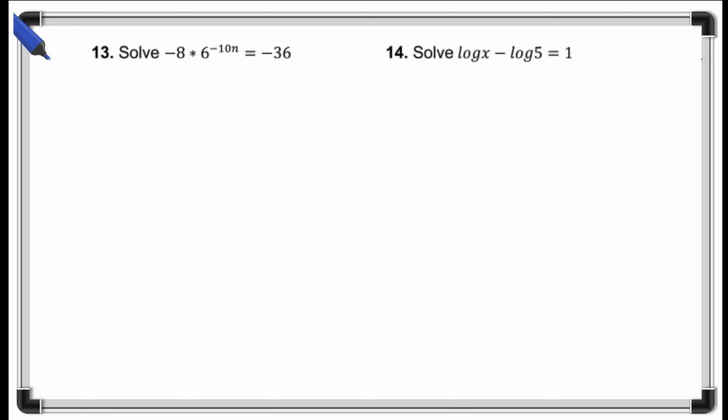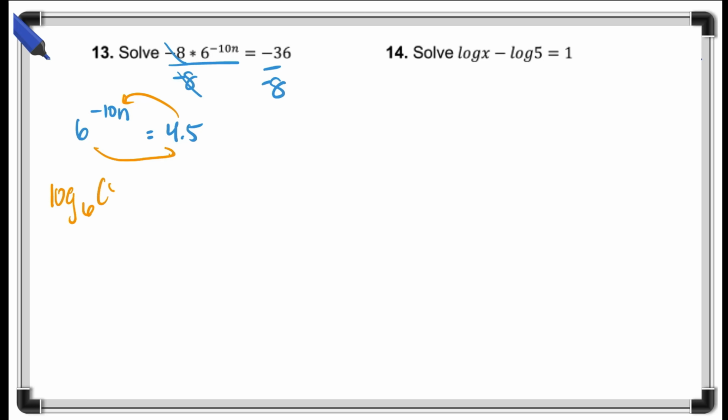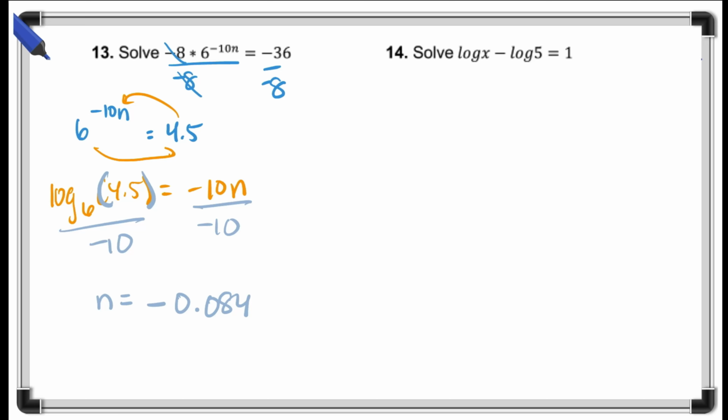Okay, here we go. Question 13. We're going to divide by this negative 8. So I have 6 to the negative 10n is equal to 4.5. Let's rewrite this exponential. So log base 6 of 4.5 is equal to negative 10n. Divide both sides by negative 10. Again, remember to keep that closed. So n is approximately negative 0.084.